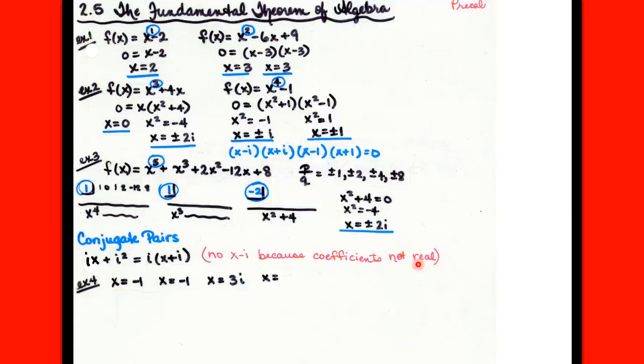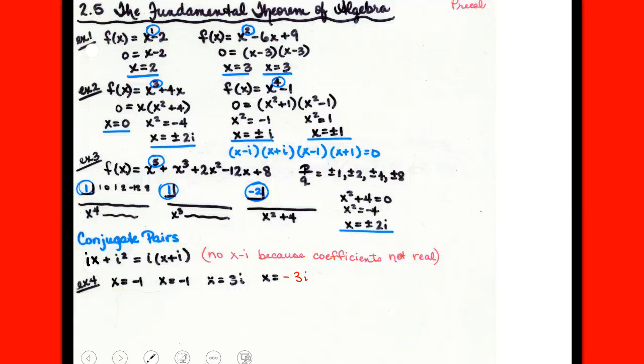So we get to example number 4. And it says, find a 4th degree polynomial with real coefficients that has -1, -1, and 3i as 3 of its solutions. So first off, I automatically know what my 4th solution is, right? What is it? -3i, right, because those imaginaries come in pairs. So if I have plus 3i, I'm going to have minus 3i.